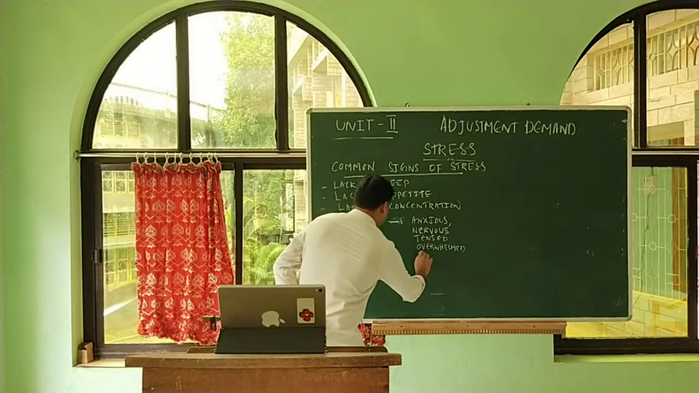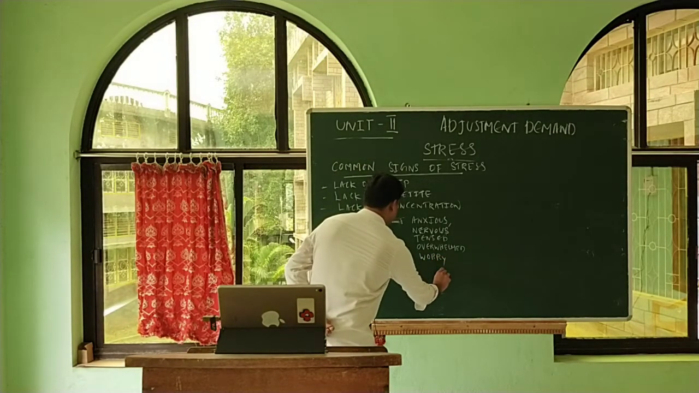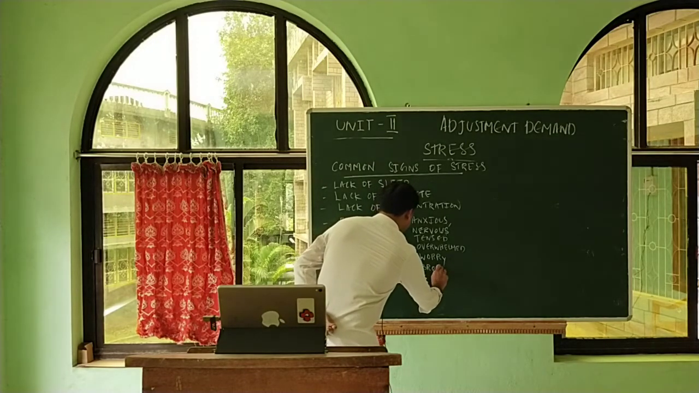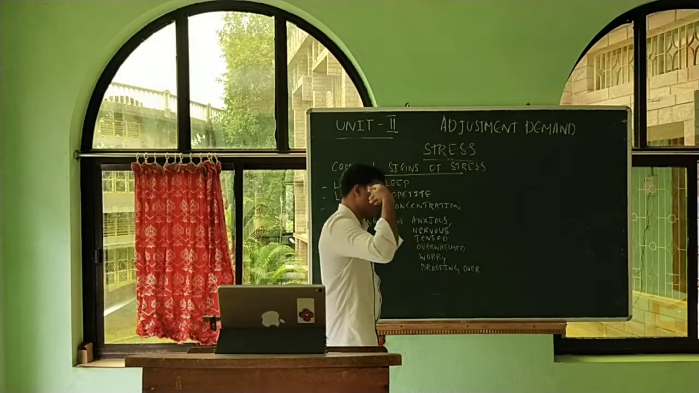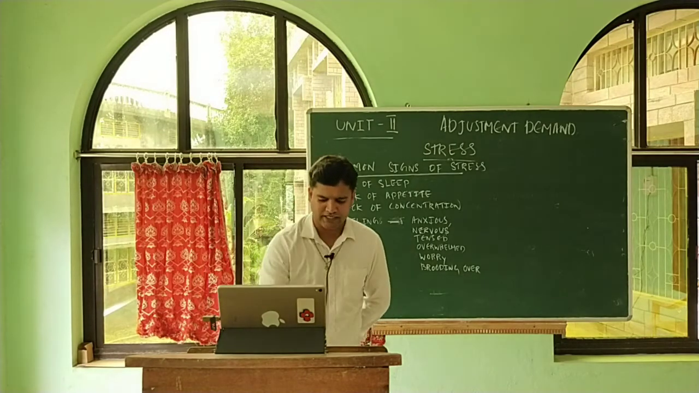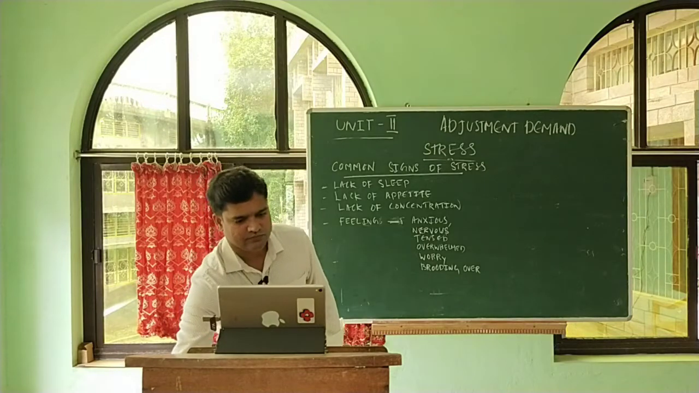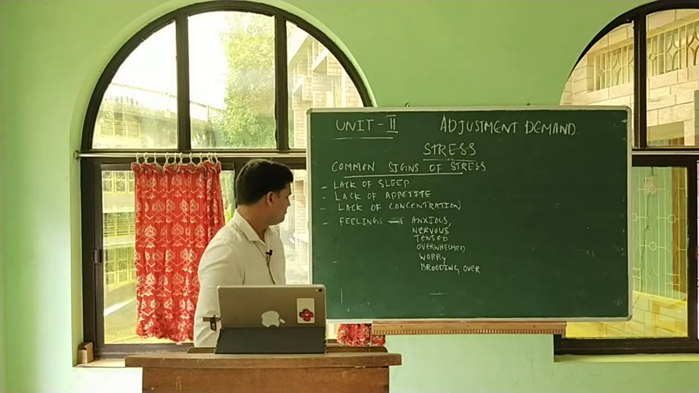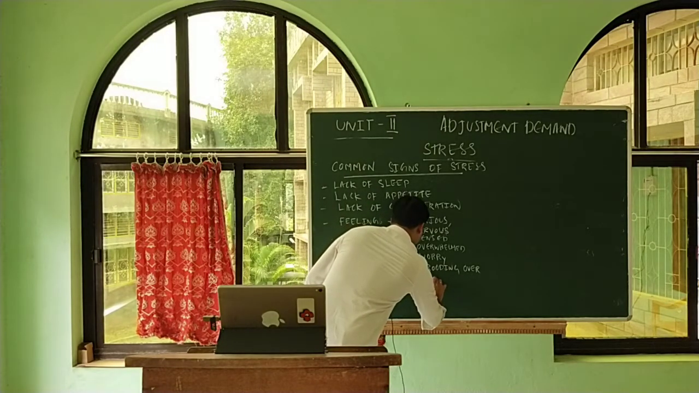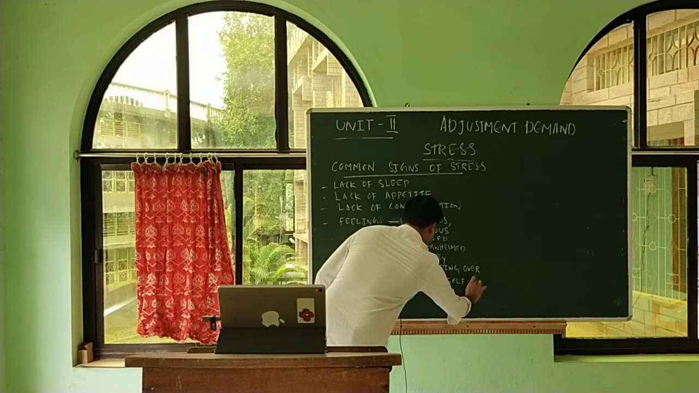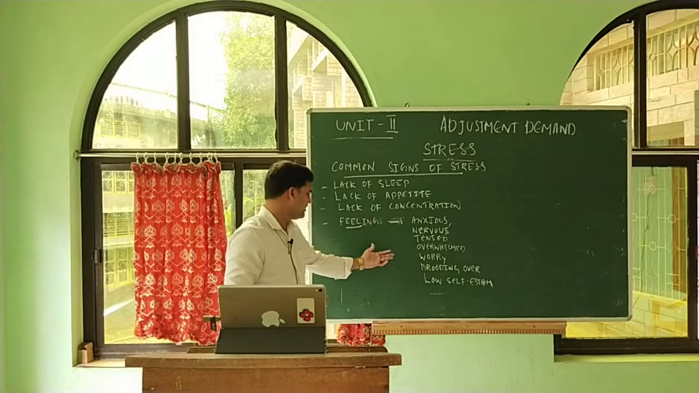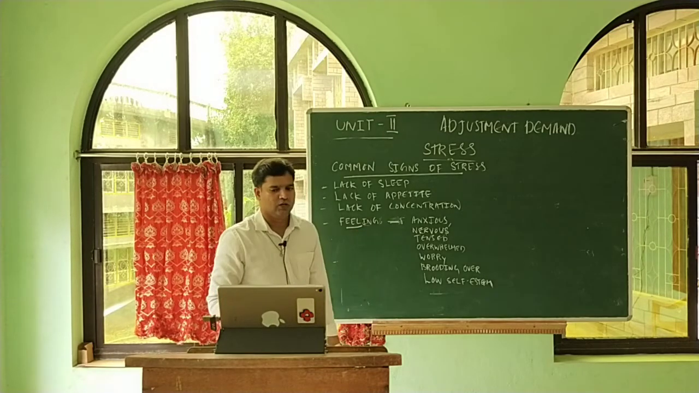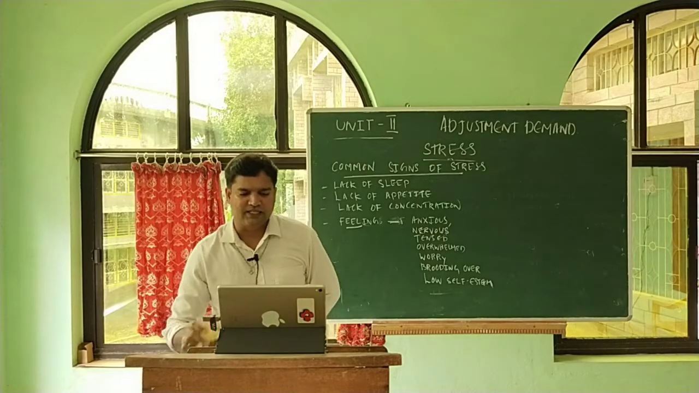Worry is connected to anxiety. Brooding means to keep on thinking the same thing again and again. Brooding over, rumination, ruminating thoughts. That is called brooding over. And there is a feeling of low self-esteem. The person feels very low. These are some of the feelings: anxious, nervous, tensed, overwhelmed, worrying a lot, brooding over, low self-esteem, or losing the temper easily.